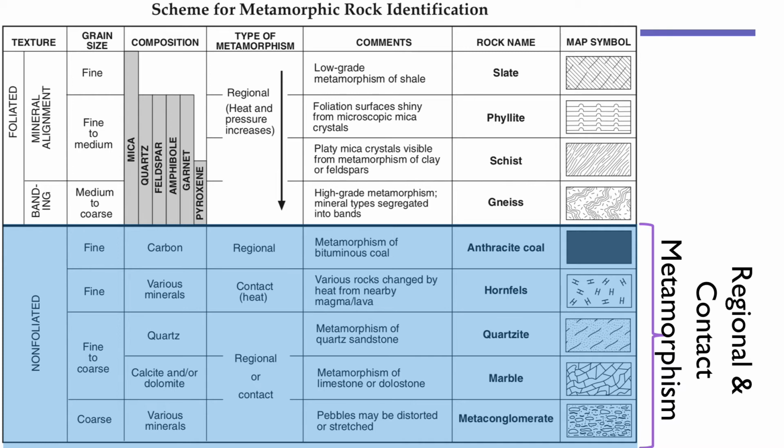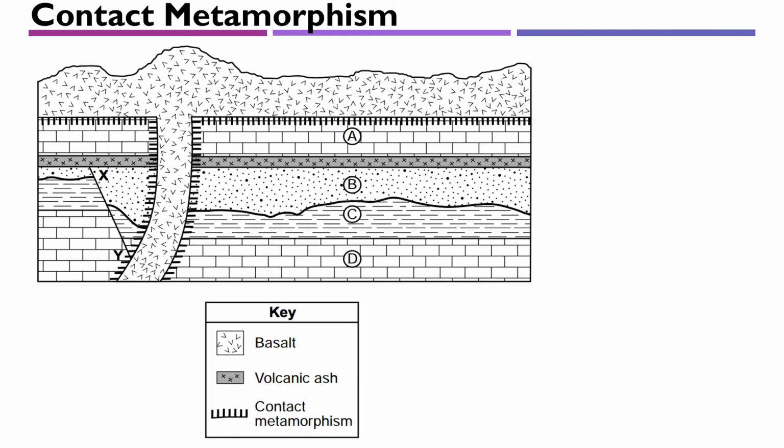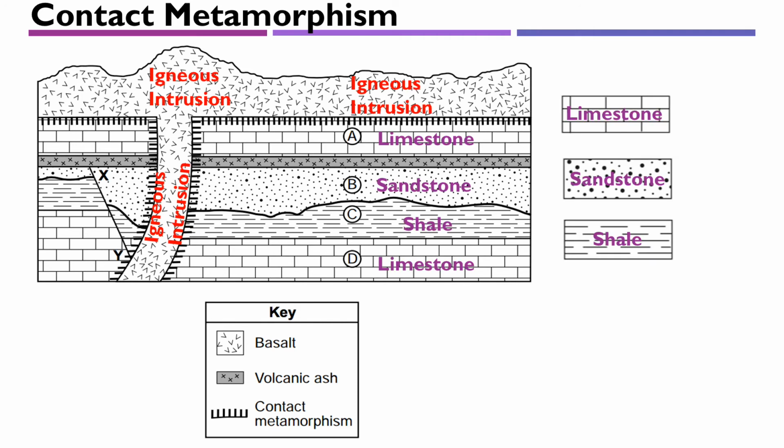Now, I want to be able to talk to you guys a little bit more about contact metamorphism. So here's a diagram that looks like something you've seen before. It has different layers of different sedimentary rocks. So this illustration is going to show you what each layer is made up of. So layers A and D are both made up of limestone, B is sandstone, and layer C is shale. And I know that by looking at the map symbols on page 7 of the reference table.